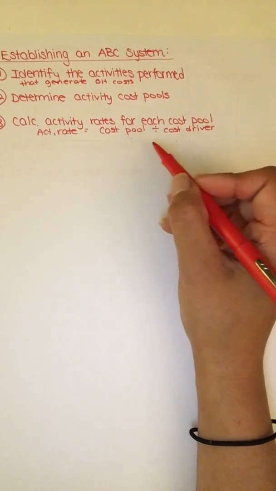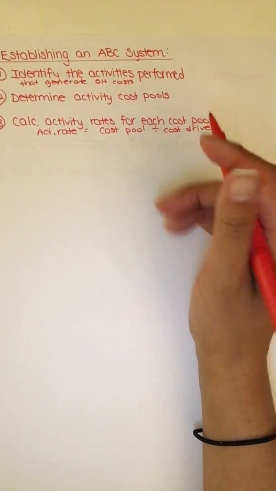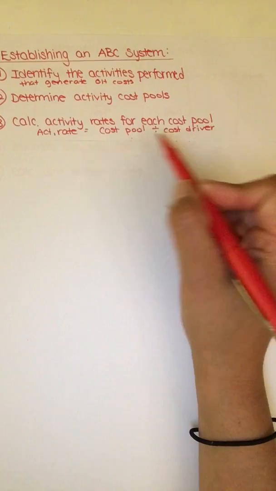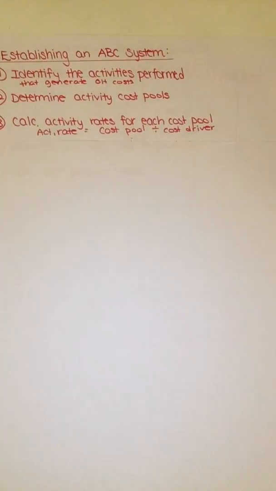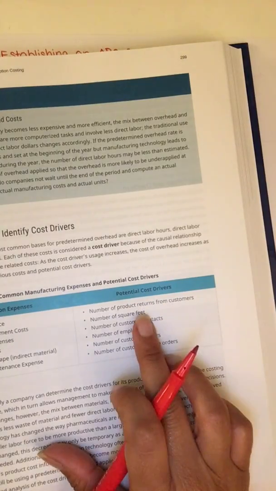The more hours. There's also in the book a list of common cost drivers for activity pools, so you can look through that. I think it's on page... Hang on, where did it go? Cost drivers on page 209. It has a list of cost pools and potential cost drivers.